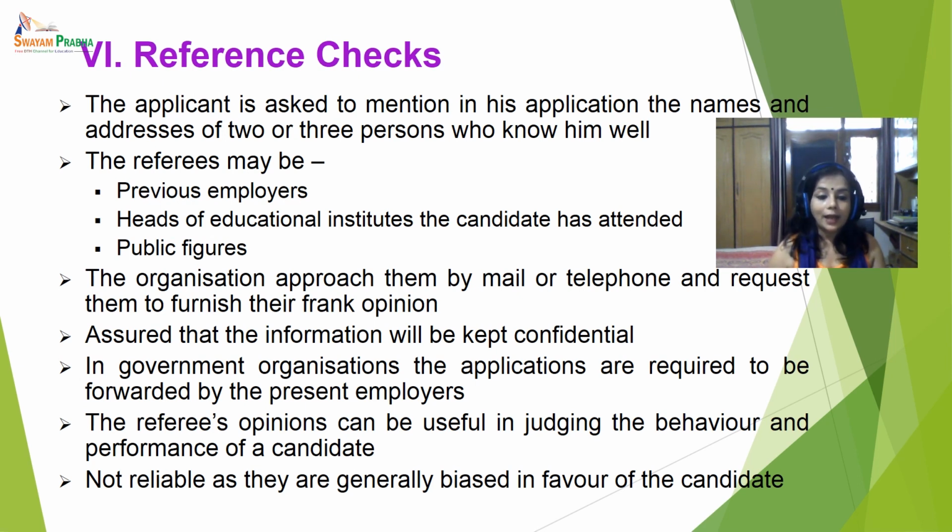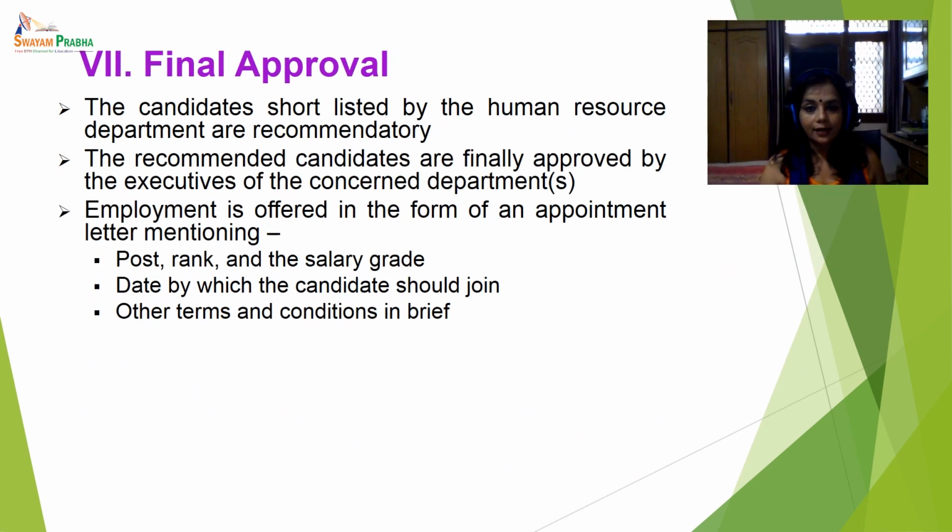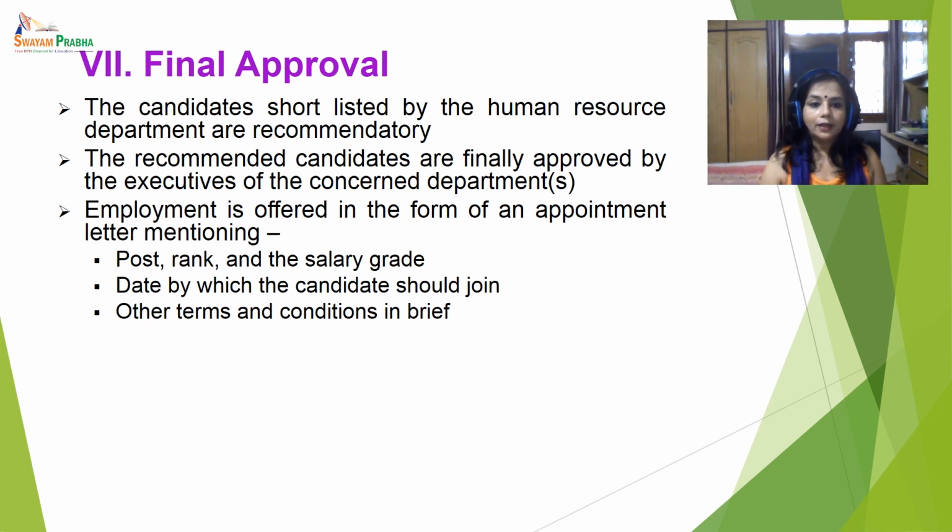However, this method is not reliable, as these referees' names are given by the applicant. Obviously, he will give the names of those people with whom he has a friendly relationship. So this method is not reliable, as they are generally biased in favor of the candidate. Now, after the reference checking is done, the candidate is recommended by the HR department. So the candidates are shortlisted by the Human Resource Department and recommended to the different departmental heads. The recommended candidates are finally approved by the executives of the concerned department or departments.